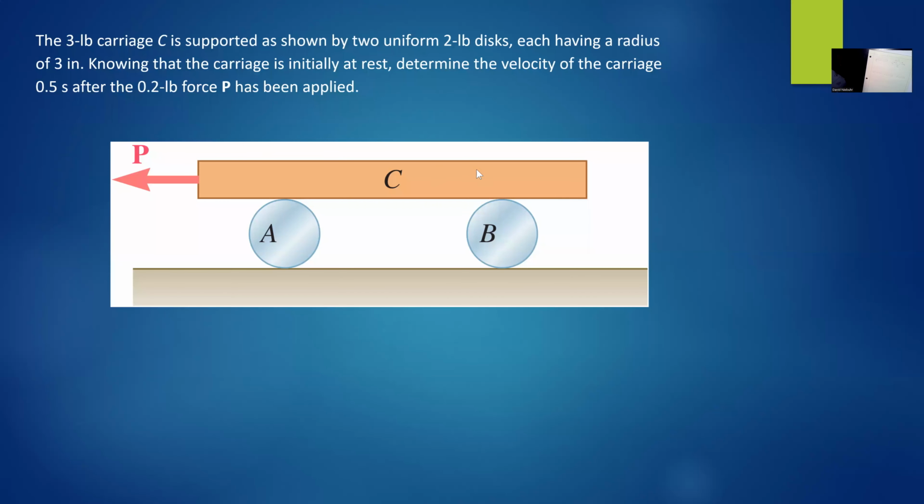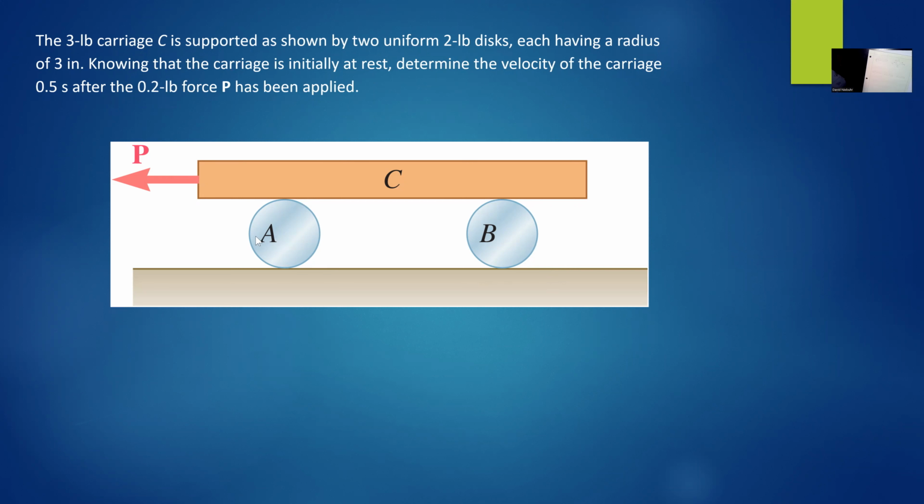So looking at this before I actually draw it, we see we have a 3-pound carriage. So I would pause at this point and write this down. A 3-pound carriage, two 2-pound discs, so A and B both weigh 2 pounds. And then given the radius is 3 inches, and we know it's at rest, so we want to determine the velocity of the carriage 0.5 seconds after the 0.2 pound force P is applied.